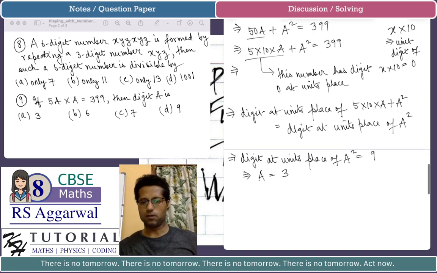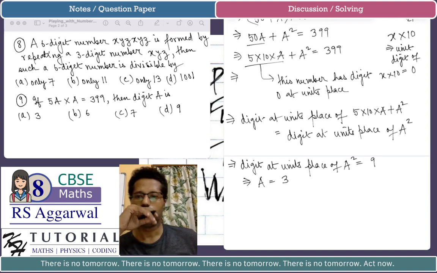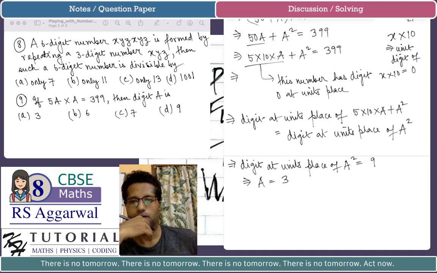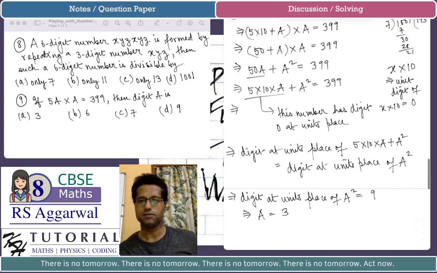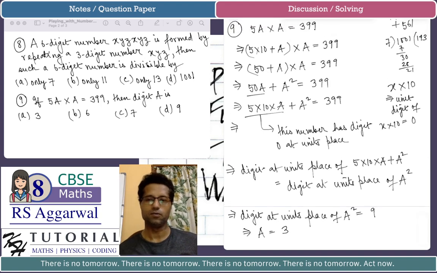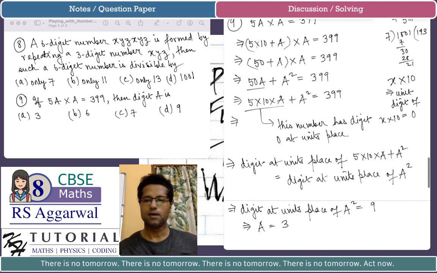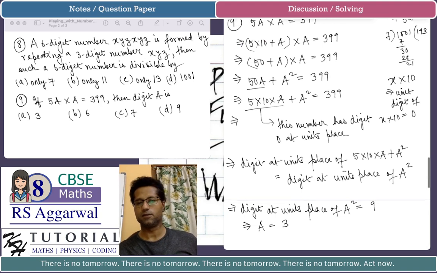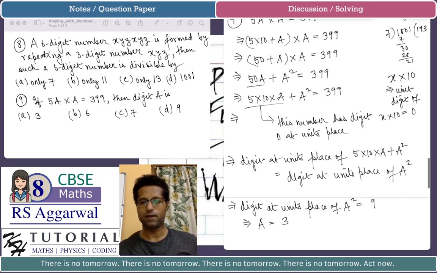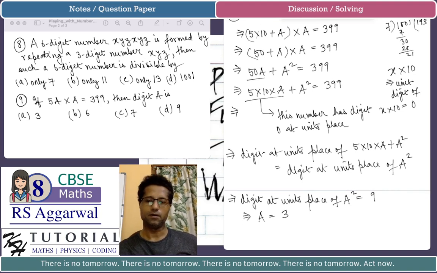Now we have to check the other digits. The number is given as 399, that is 5a into a is 399. So based on the digit at the units place of 399 and the digit at the units place of the left hand side number, that is 5a into a, we have found that the digit a can be either 3 or 7.